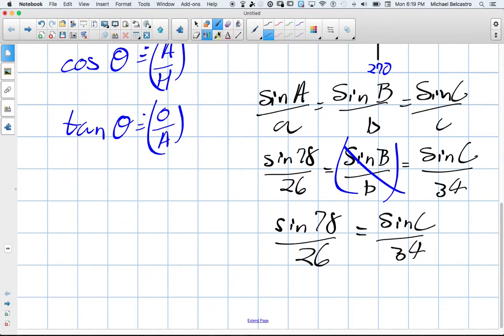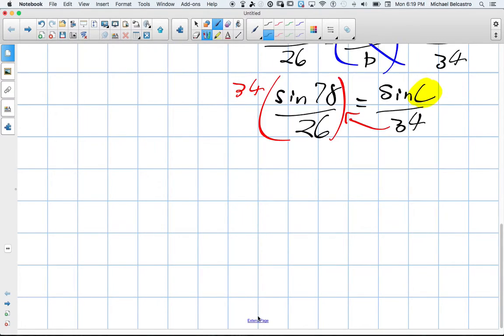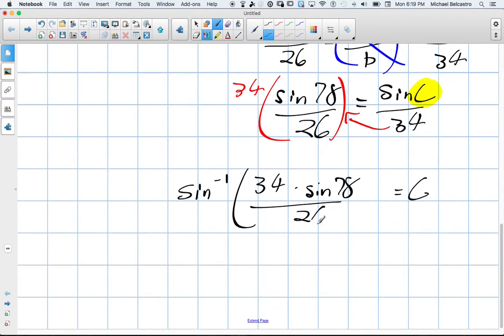So what we need to do is find out what this angle is. So we've got to isolate for this. In order to isolate, I have equivalent ratios or equivalent fractions, so I can bring this over and multiply by 34 this side. And then to isolate for the C, sine inverse. Yes, exactly. So we can do this all in one step. C is equal to the sine inverse of 34 times sine 78 divided by 26. And whatever that is, C is equal to it.